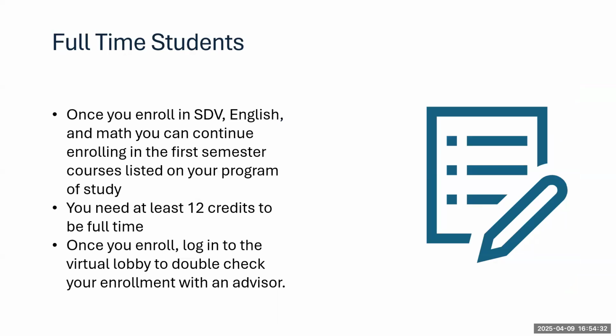So now that you know which English, SDV, and math classes you should take, you can go ahead and add those to your schedule. And then you can go back to that programs of study page and continue adding more courses to your schedule. If you would like to be a full-time student, you need at least 12 credits to be full-time. So look at that program of study page and look at your requirements for that first semester and go ahead and continue selecting the courses there.